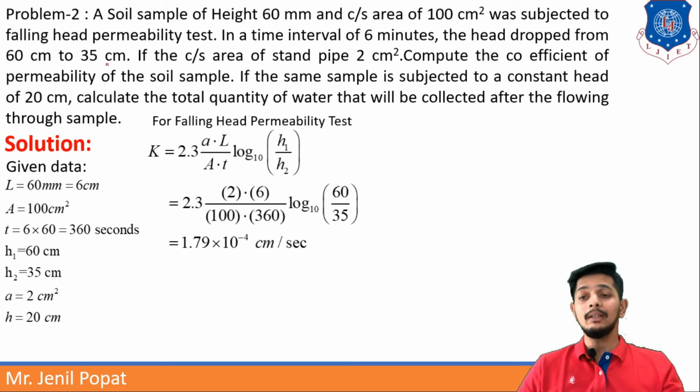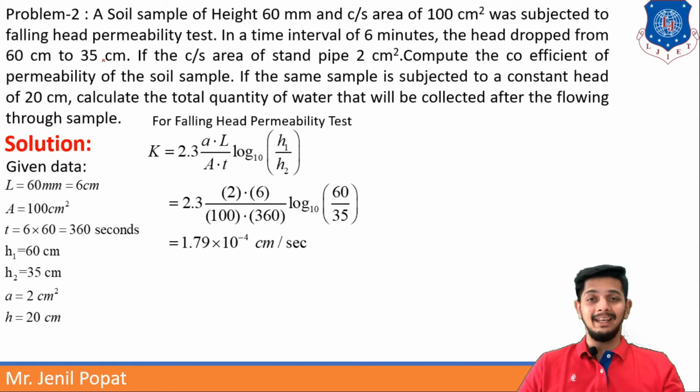So let us find out K according to the falling head permeability test. K equals 2.3 small a into capital L upon capital A into T, log 10 base H1 by H2. So we have almost all the values. Putting it in the equation, I am getting K as 1.79 into 10 raised to minus 4 centimeter per second.